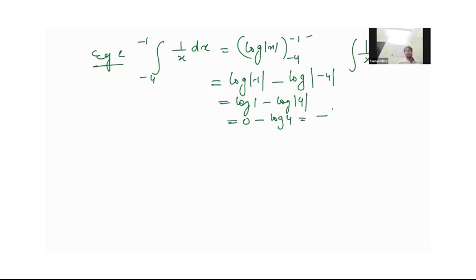We can write log 4 as log 2 square, so you will get minus 2 log 2. This is your complete answer. Clear?